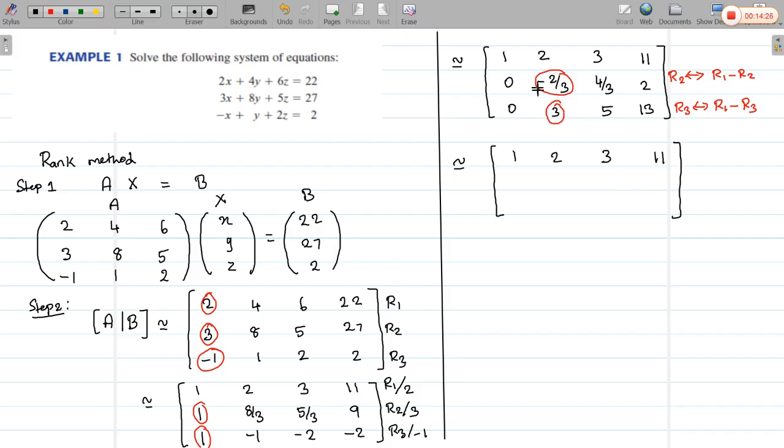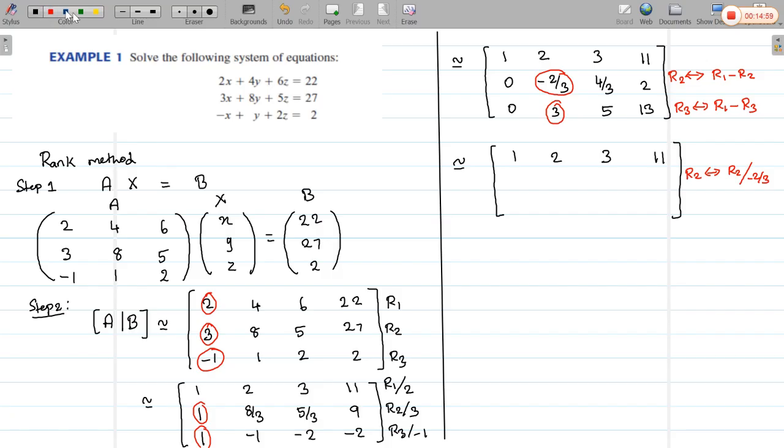If I want to make this minus 2 over 3 as 1, what do I have to do now? What we did here: if I want to make the 3 as 1, we divided by 3, is it right? Now I want to make this minus 2 over 3 as 1, so I need to divide by minus 2 over 3. You got it? So now I am replacing R2 as R2 over minus 2 over 3.